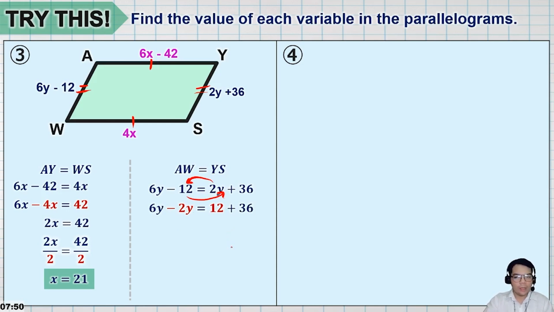So we have 6y minus 2y, which is equal to 4y. And then 12 plus 36, which is equal to 48. If we divide both sides by 4, we can get y is equal to 12. Gets po?